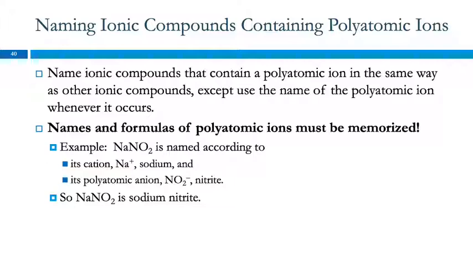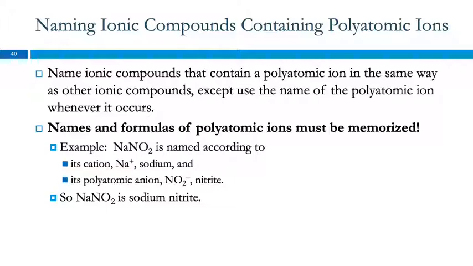We look at the first element, it's a metal, and so we say this is an ionic compound. There are 2 ions, so I can't break this into 3. I can't have sodium, nitrogen, and oxygen. I can only have 2. So the metal is 1, and everything else is a single kind of ion.